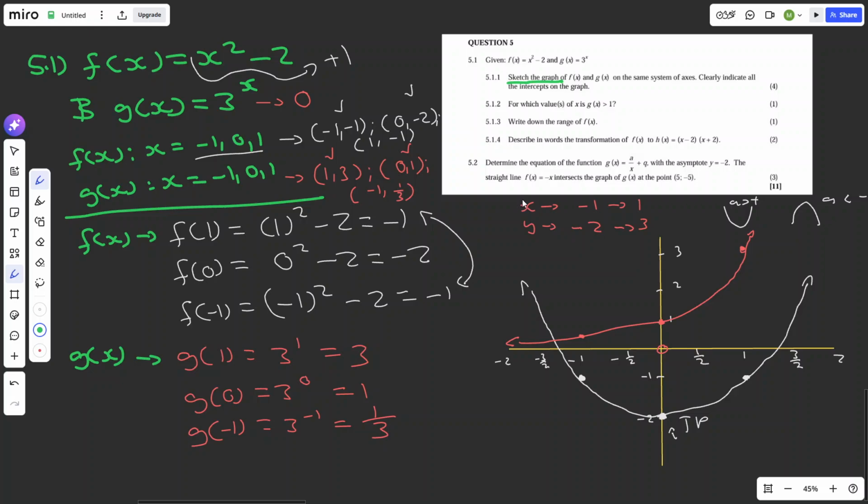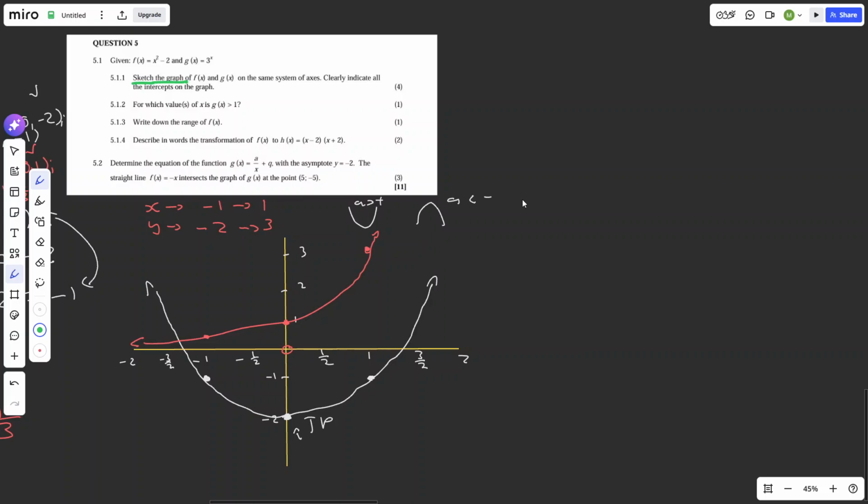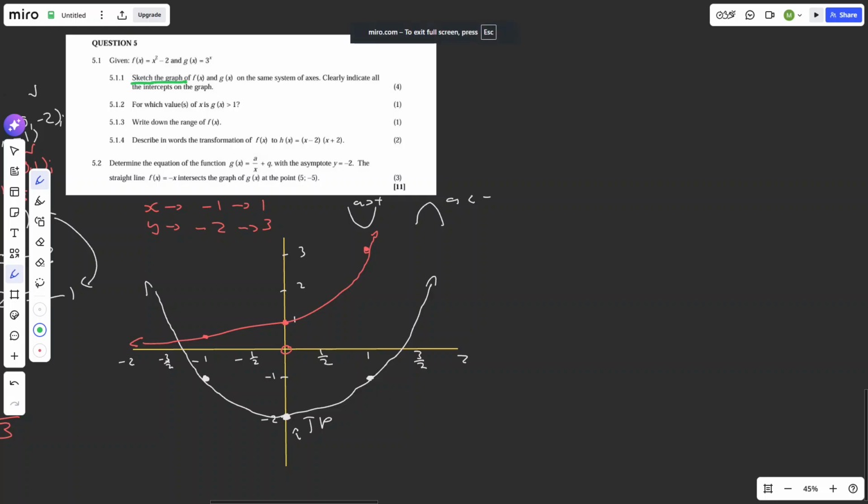Now let's see. So that question is taken care of, right? Clearly indicate all intercepts. Clearly indicating all the intercepts with the graph. Okay. So we need to show all the intercepts. So before we move on, let's quickly confirm this, right? So now let's see, we've got one intercept here. We just need to note that down as 0 and 1.